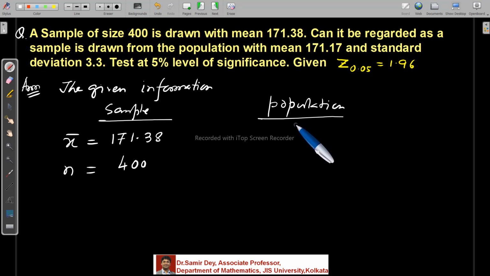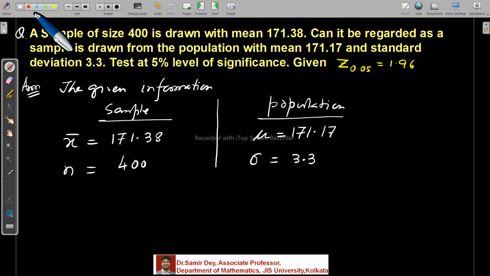What about the population information given? So here mean. So population mean is described by mu. What about that? 171.17. Okay. Any other information? Yes, standard deviation is also given. That is your sigma. Sigma is equals to how much? 3.3. Is it clear? So this is the basic information. This one is for sample wise, this one is population wise. So this is the first step. First step is all about the information. Whatever information is given, you need to write.